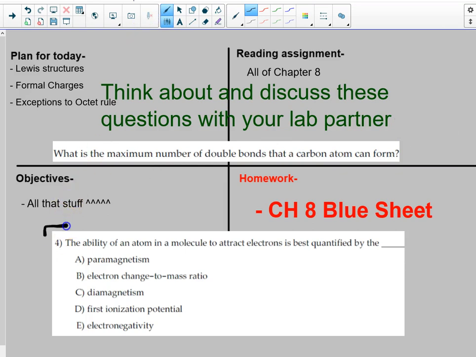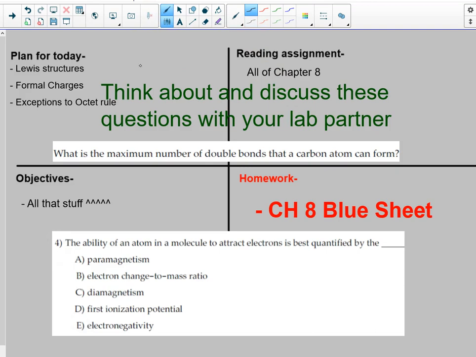Okay, this one is just a vocabulary term. Which one is it? Electronegativity. We've barely maybe heard of that. I don't think we even have yet. Electron charge ratio, what is that? Not something we talk about in this class. Diamagnetism, those two are related. And the first ionization potential is something that doesn't even make sense. So it's E. You okay with that? All right, hopefully you're solid.